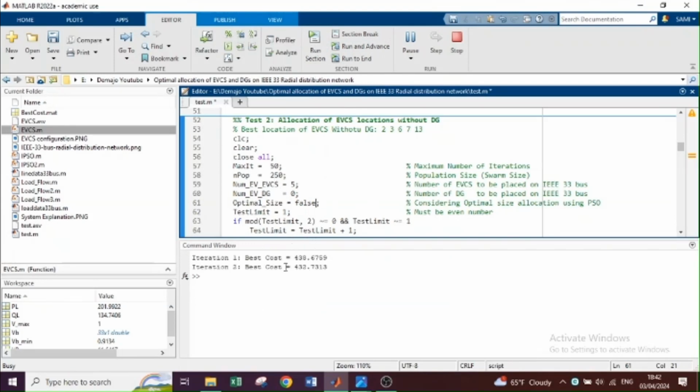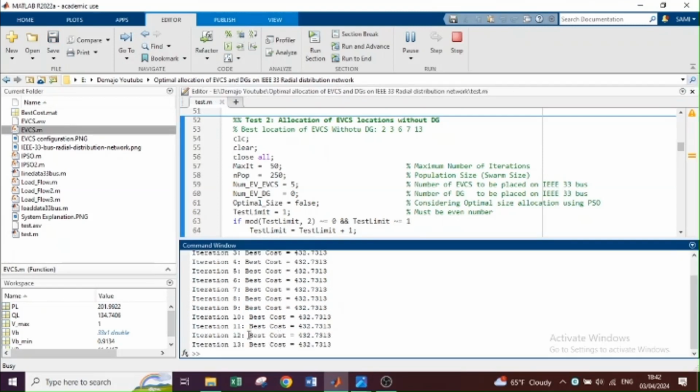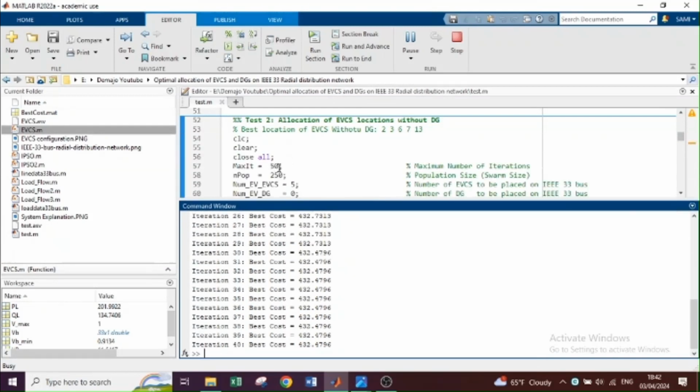When you run this section, you basically get the iterations and best cost. The best cost shows you a value, which is the summation of the power loss and the voltage deviation. I'll explain this part also later on in this video. So we're just looking at the number, and the goal of the PSO is to reach the minimum value, as the value should be as minimum as possible.